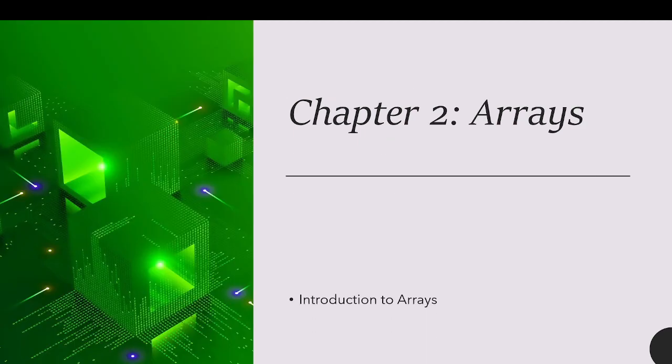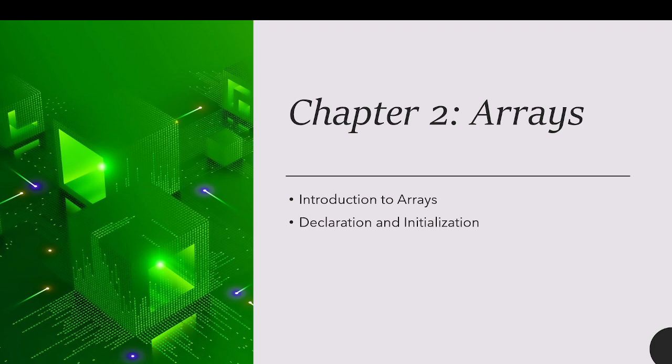In chapter 2, we will understand the most basic data structure that is an array. An array is a group of similar data types. We will see how to declare an array and initialize an array with values. We will also see how to traverse and access each and every element of an array.